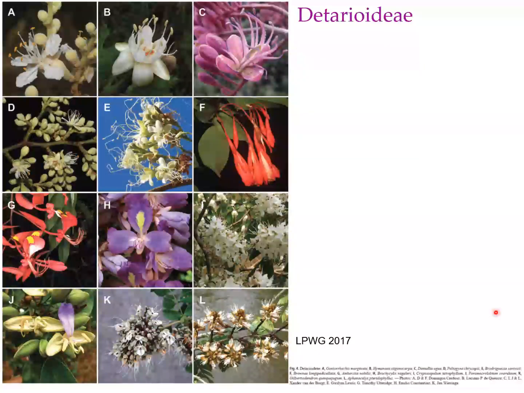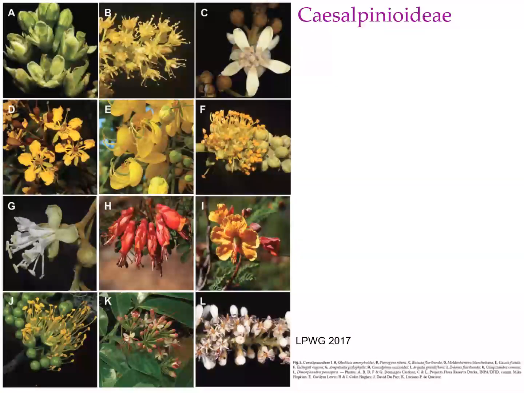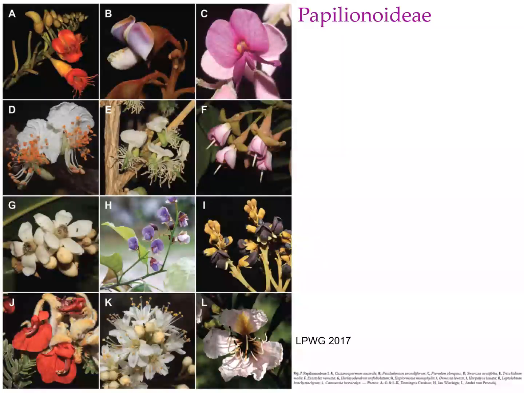The Detarioideae, quite a beautiful group, but again you can see lots of different variations of this flower type that we have, that was always very typical of the mimosoid legumes. Then the Caesalpinioideae themselves, that are now quite well known and quite diverse, with the inclusion of the mimosoid clade, and then the Papilionoideae, which we know quite affectionately by what I said, the pea flower.